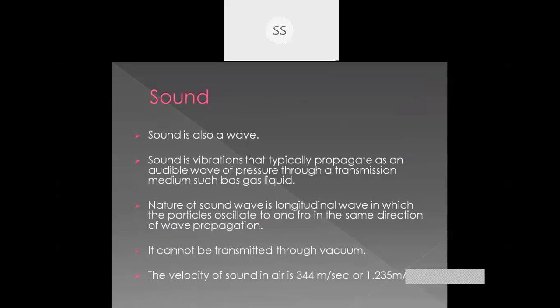The nature of sound wave is longitudinal wave, in which the particles oscillate to and fro in the same direction of wave propagation. We know the definition of the longitudinal wave: the particles of the medium oscillate to and fro. So what is the nature of sound wave? Sound wave is a longitudinal wave. It cannot be transmitted through vacuum. It needs a medium, and the medium should be gas or liquid.